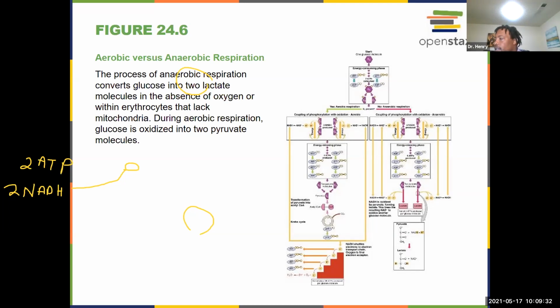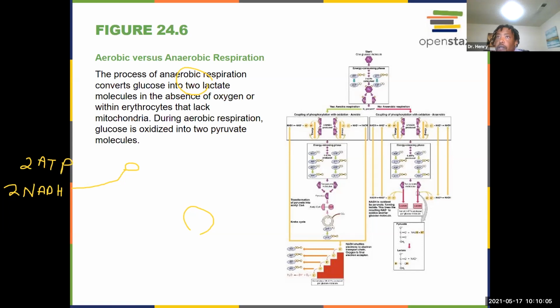tricarboxylic acid cycle. And the reason why it's called tricarboxylic acid, tri meaning 3, carboxylic. So they're basically saying 3 carbon oxygen acid cycle, okay? And that's essentially what you're going to get from that pyruvate, okay? You're going to get pyruvic acid, okay? Or it's also called the citric acid cycle, okay? Citric acid cycle is more commonly what it's called now.